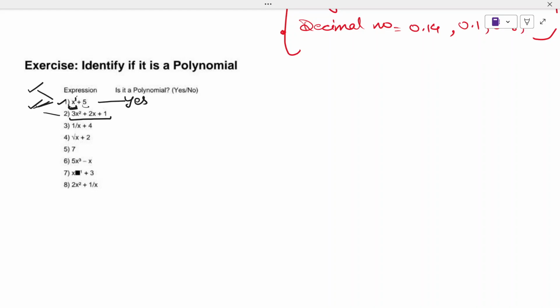Now in this expression, tell me, is it a polynomial? The first condition is variables and constants in addition. Okay, the first condition is followed. The second is that the variable power should be a whole number. Here the powers are 2 and 1. Are 2 and 1 whole numbers or not? Yes, 2 and 1 are both whole numbers. So this expression is a polynomial.